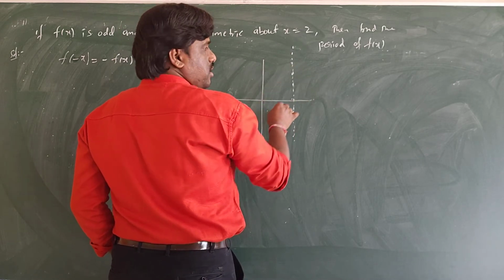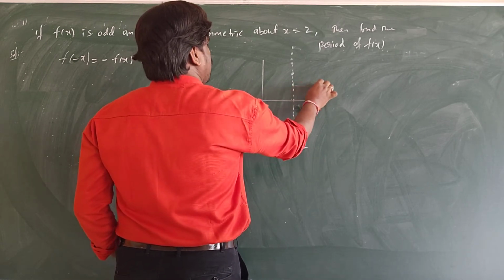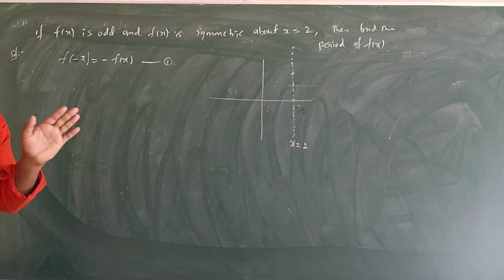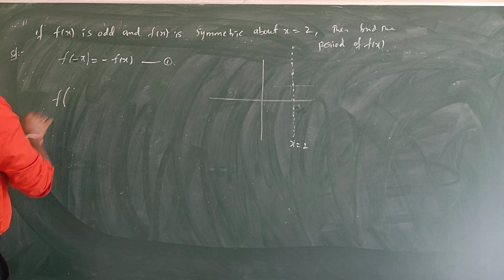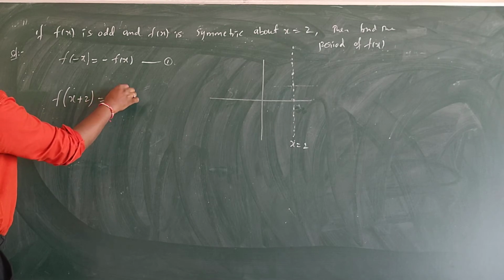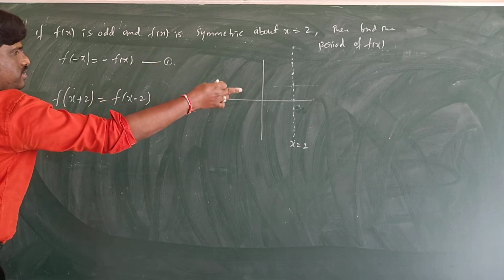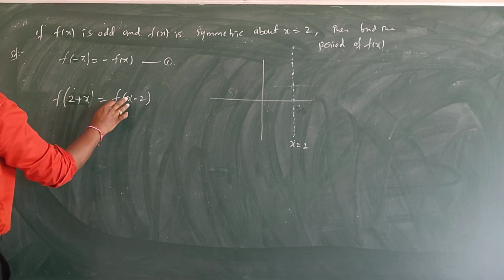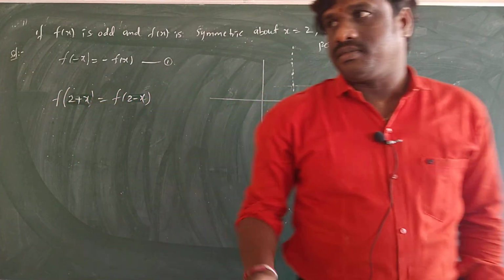Means at this point, 2, the line x is equal to 2, some distance here and some distance after, the graph will be repeated. Equal distance on this side and equal distance on this side. Means f of x plus 2 is equal to f of x minus 2. Some distance plus, some distance minus. f of 2 plus x is equal to f of 2 minus x. That is the meaning of symmetry.